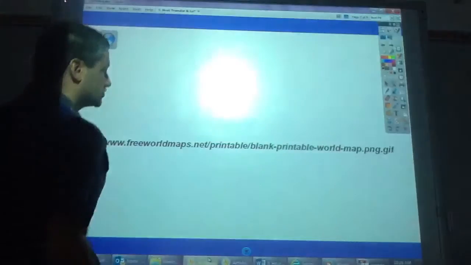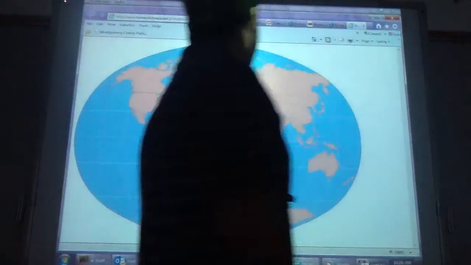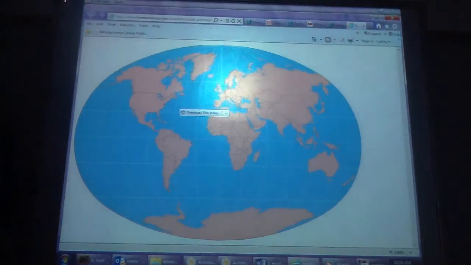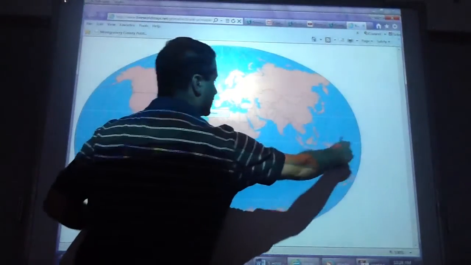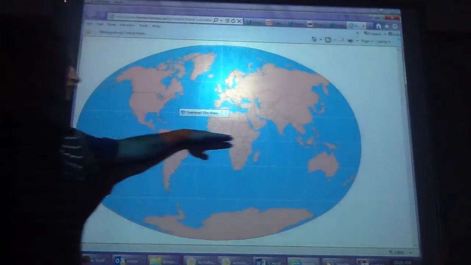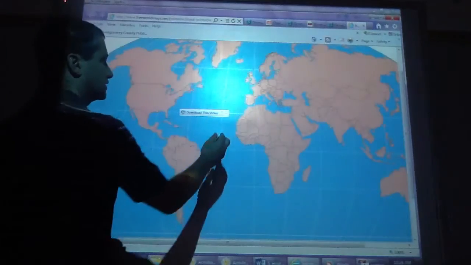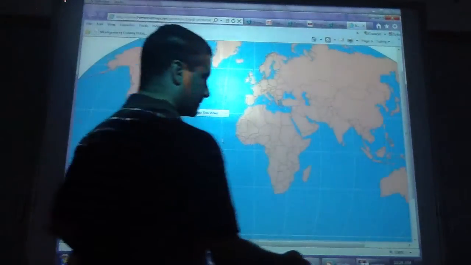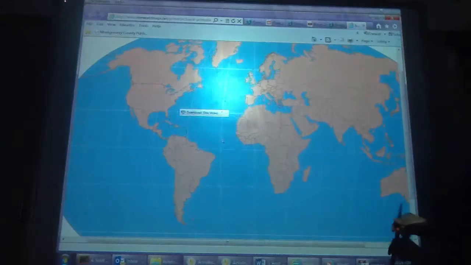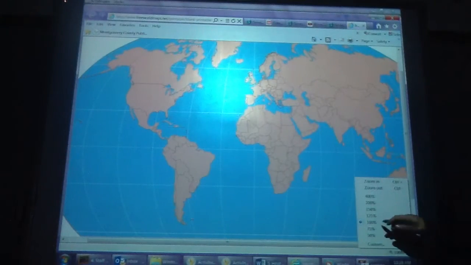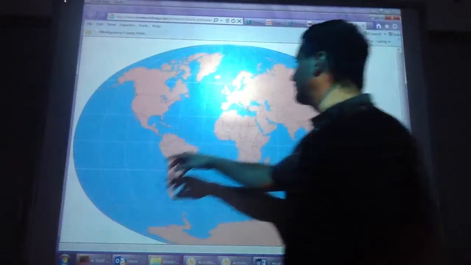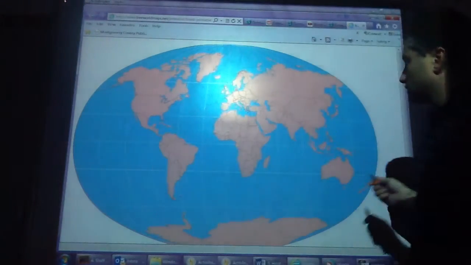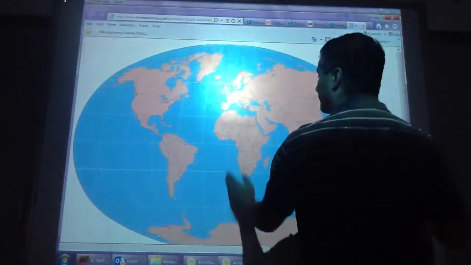Okay, so the latitude and longitude, we have lines like here. We call this line, hopefully everyone knows this is the equator. So we have the equator, and then we can have what we call the prime meridian.